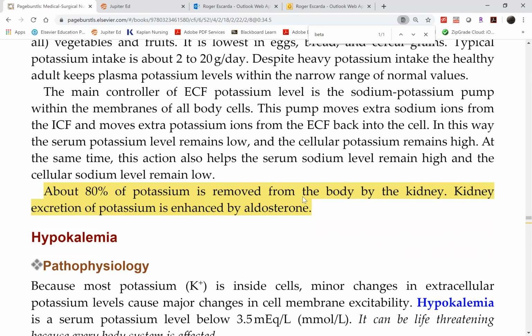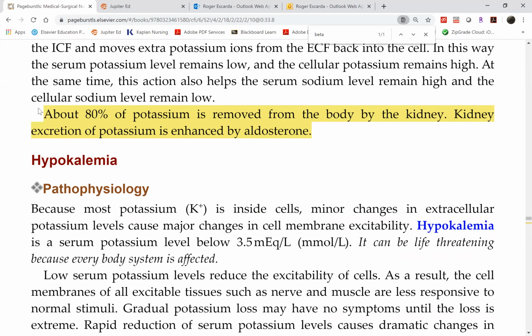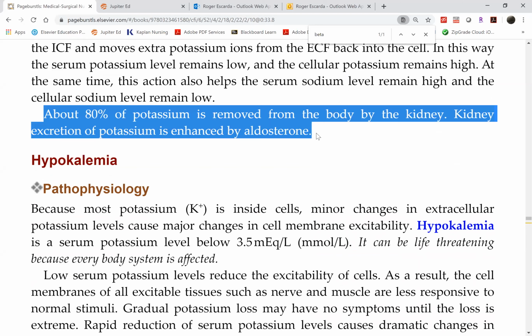A bit of trivia here, which is very useful. In hypokalemia, the management, of course, is to replace potassium. Before you replace potassium orally or intravenously, you have to check kidney function because of this fact right here. 80% of your body's potassium is removed through the kidneys. The remaining 20% you excrete through your GI tract and through your skin, through sweating.